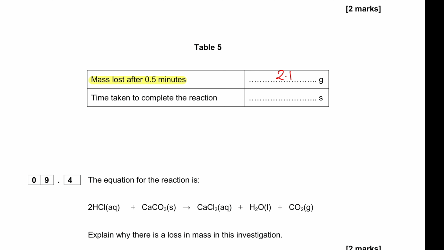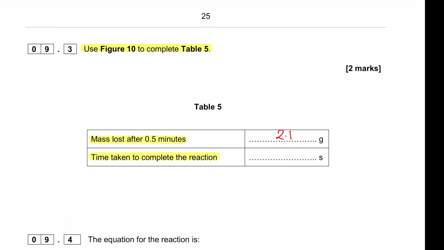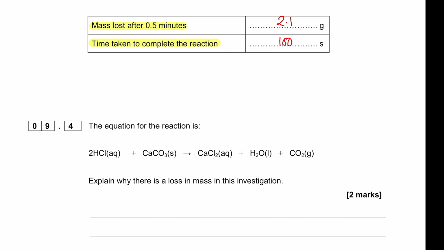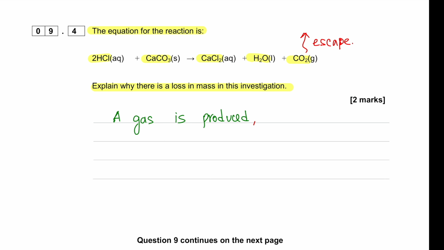Time taken to complete the reaction. We can see that at 100 seconds, the reaction is completed because at 120, the result is also the same. The equation for the reaction is HCl plus calcium carbonate gives calcium chloride, water, CO2. Explain why there is a loss in mass in this investigation. Because we're producing CO2 as a gas which can escape from the flask.